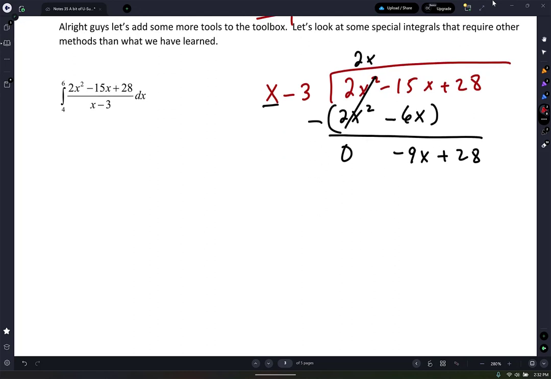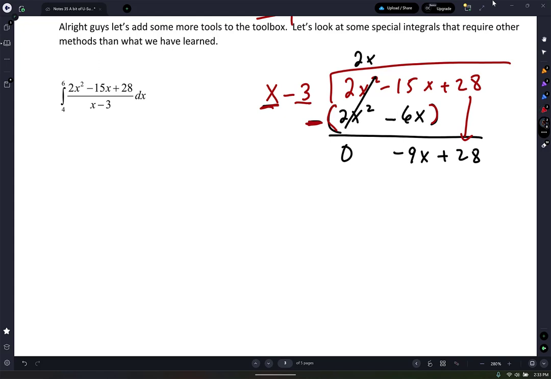Let's start again. So x times 2x gives me that 2x squared. That's how I got it. I put the 2x squared in the bottom. I still have that 3 there. 2x times negative 3 is negative 6x. I put that in parentheses. I subtract it, so that minus turns to a plus. The 2x squares cancel out. You get a negative 9x. I drop down the 28 because it's like 0 there. Okay, now we're finally back in line.